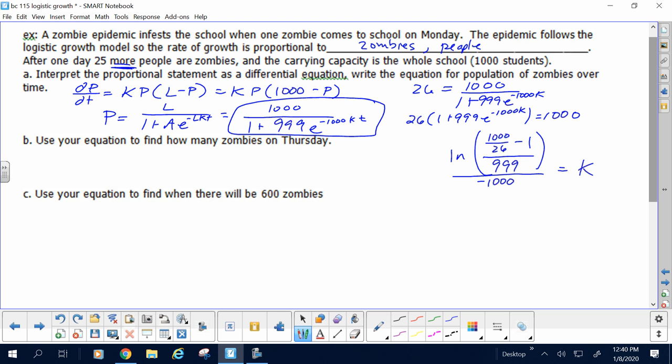That's the population equation for any time. Okay? All right, so if I wanted to use my equation to find out how many zombies on Thursday, then how many days is that? From Monday to Thursday is?